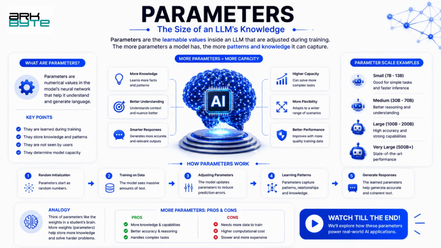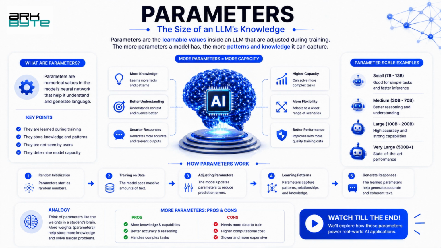So now let's understand what are parameters. Parameters are the internal values inside an LLM that help it learn patterns, facts and relationships. You can think of them as the model's learned knowledge. During training, these values are adjusted again and again. So the AI learns patterns. More parameters usually means the model can understand more complex tasks and give smarter responses.